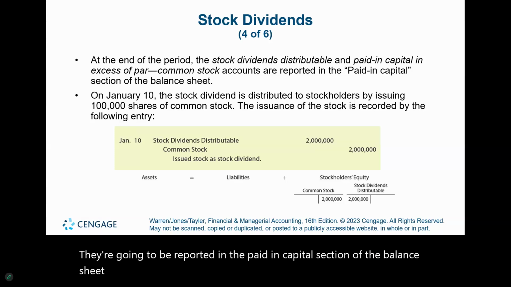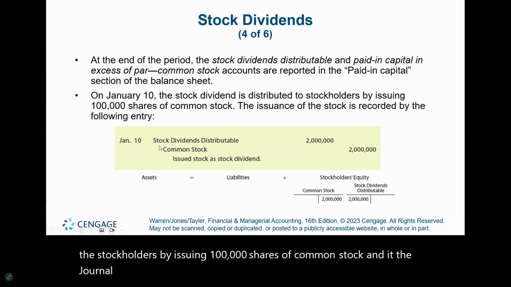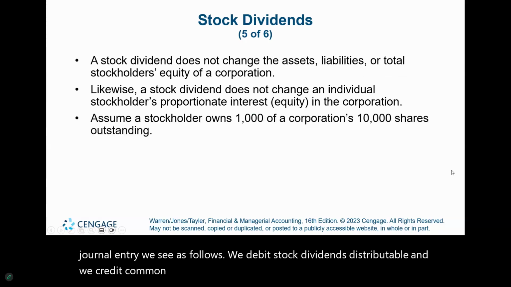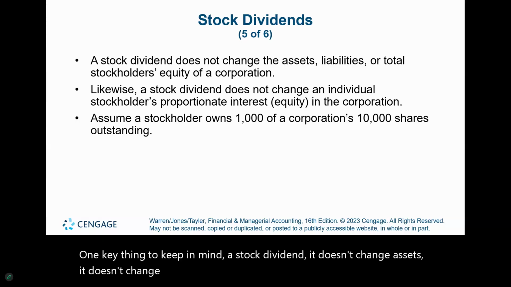And on January 10th, the stock dividend is going to be distributed to the stockholders by issuing 100,000 shares of common stock. And the journal entry we see as follows. We debit stock dividends distributable and we credit common stock. One key thing to keep in mind, a stock dividend doesn't change assets, it doesn't change liabilities, and it doesn't change total stockholders' equity of a corporation.